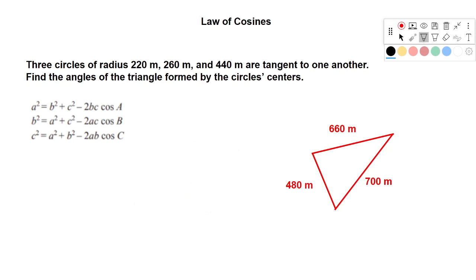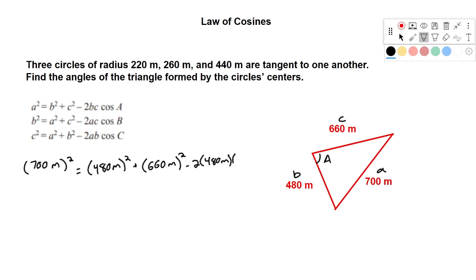So if we start with angle A, again we said that this was angle A, side B, side C, side A. So if we follow this equation, A squared, 700 meters squared, equals side B squared, 480 meters squared, plus side C squared, 660 squared, minus 2 times 480 times 660 cosine A. So obviously we're going to be solving for A here.